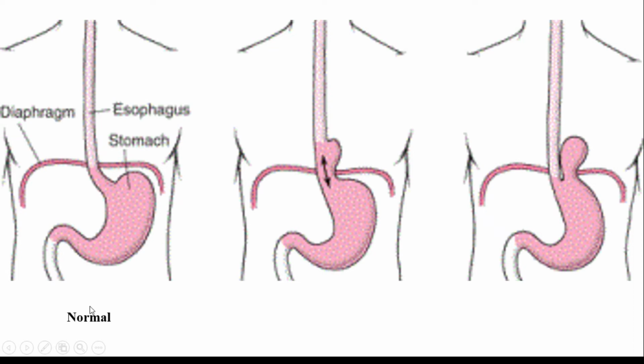The first one is the normal case, and the second one is the sliding hiatal hernia, and the third case, this is the rolling hiatal hernia. They have represented the esophagus with the light pink color, and the stomach with the dark pink color. So you can see the junction between the light pink and the dark pink, the gastroesophageal junction. That junction is situated below the diaphragm. So this is a normal case. So the gastroesophageal junction is below the diaphragm, as well as the fundus of the stomach.